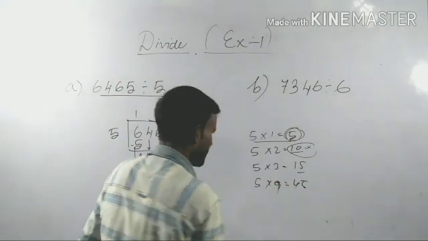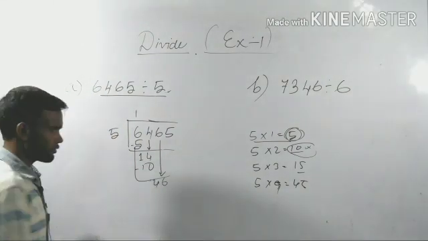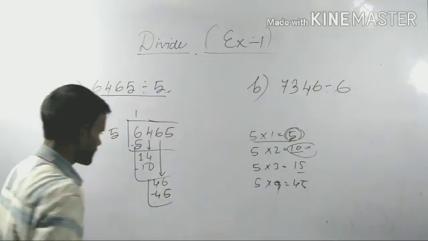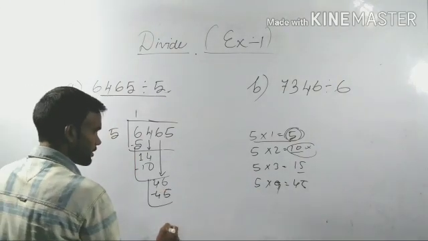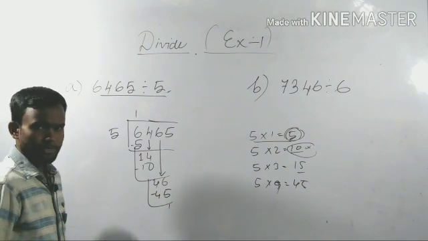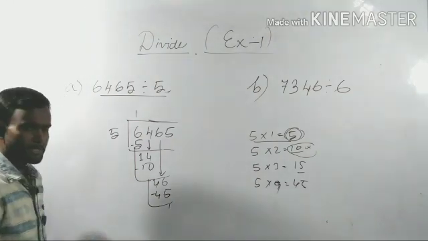No, 5 9s are 45, but here 46 is given, so you can write 45. Okay, 45. If you subtract 45 from 46, then it will be 1. No, if you subtract 4 from 4, then it will be 0, so 0 is no need on the left hand side. Okay, that means it has no value.